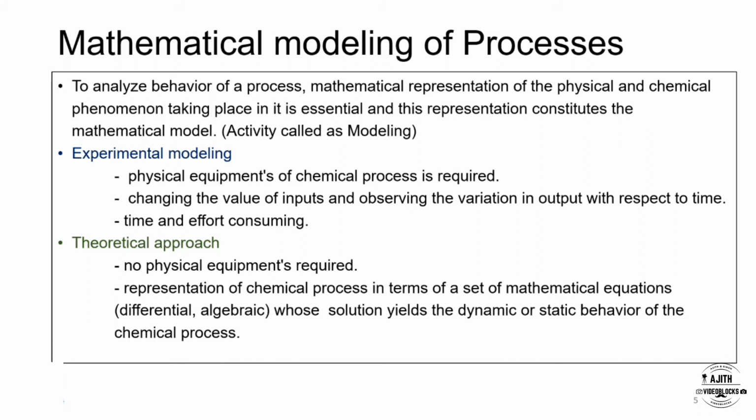Experimental modeling requires a physical setup and observation of output with respect to input. Theoretical modeling does not require any kind of physical setup, but it requires representations like chemical equations, algebraic or differential equations explaining mass balancing, etc. This can be used for modeling in the theoretical approach.